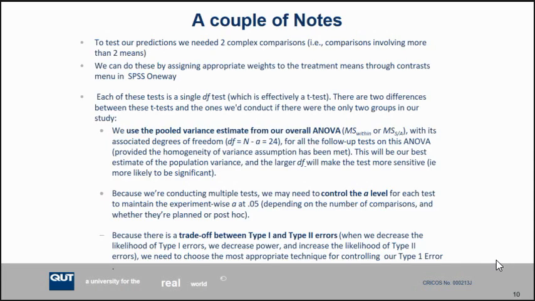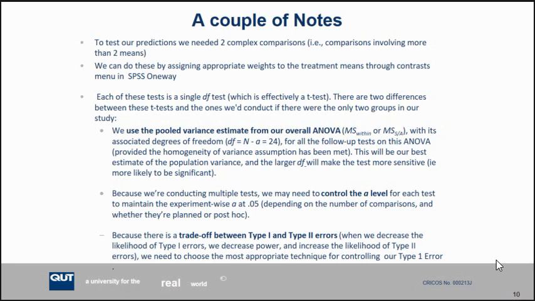So just a couple of things to keep in mind. To test our two predictions, we needed two complex comparisons. They were complex because they involved more than two means. They were a combination of groups. That's what a complex comparison is. We did this by assigning the appropriate weights to the treatment means through the contrast menu. So effectively, each of these tests is what's called a single degrees of freedom test, effectively a t-test.